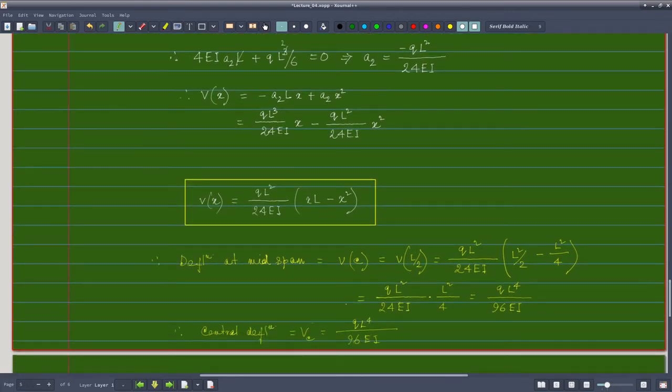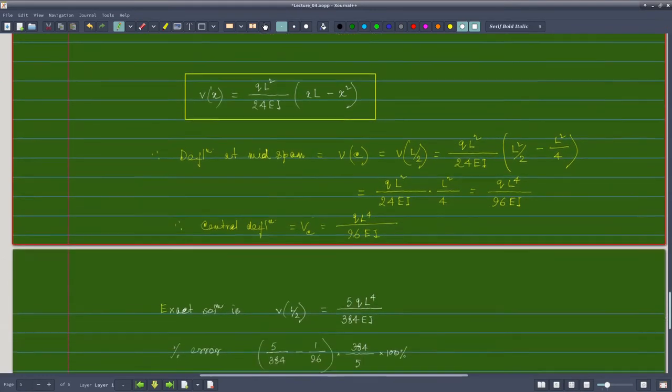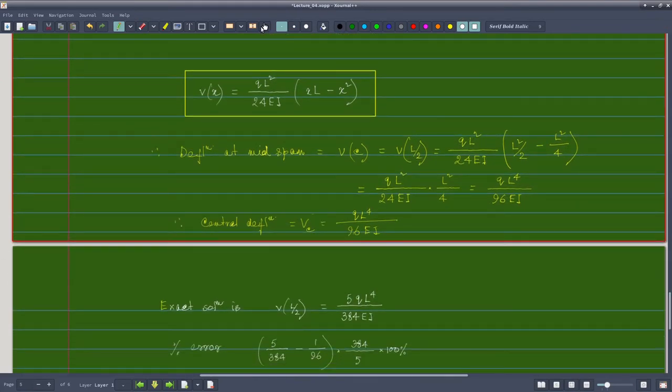any point x. So my deflection at the midspan will be, the value of x is L by 2, so I'll put the value of x as L by 2, so it will be L square by 2 minus L square by 4, so it will be qL square by 24 EI into L square by 4, so it is qL to the power 4 by 96 EI. Okay, so central deflection is this qL to the power 4 by 96 EI.